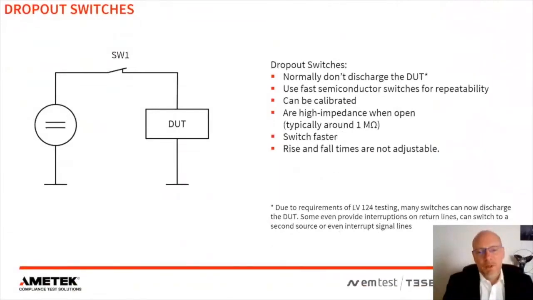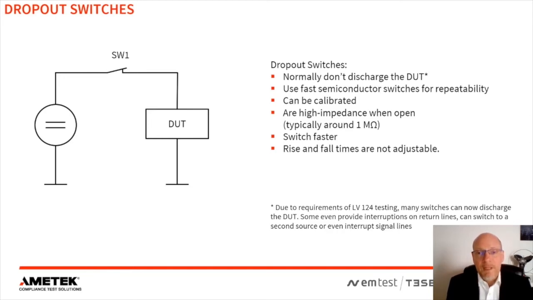So now let's talk about dropout switches. Dropout switches typically don't discharge the DUT, although there are several use cases where you want to, and we can. I'll explain that in a moment. They always use some kind of fast semiconductor switches for repeatability. There are some standards that require electromechanical switches, relays. For some testing, when required, we'll do that. But most dropout switches are semiconductor switches, and they have several benefits.